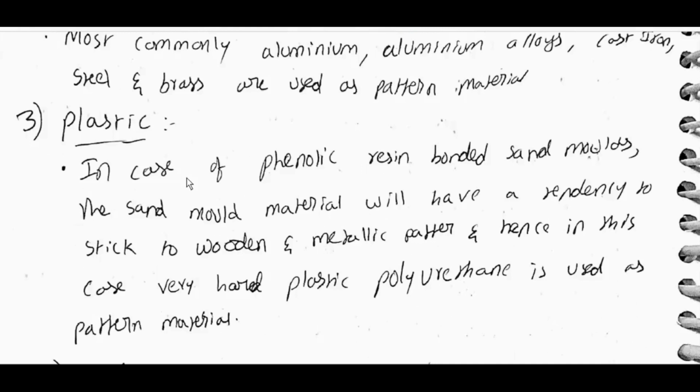Plastic. In case of phenolic resin bonded sand molds, the sand mold material will have a tendency to stick to wooden and metallic patterns, and hence in this case very hard plastic, polyurethane, is used as pattern.